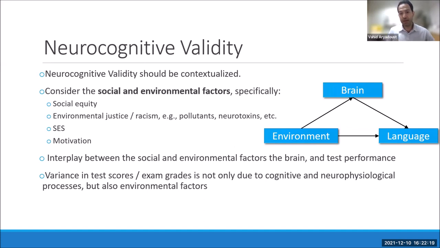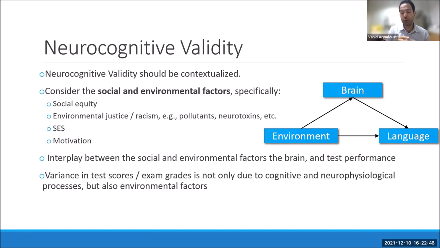I think the environment has a huge impact on our brain. There's a lot of research that shows that kids who, for example, grow up in environments where there is environmental injustice, environmental racism, too many pollutants, too many neurotoxins, the brain is shaped in different ways, and that affects their academic performance as well as their language ability, which is measured by some tests.